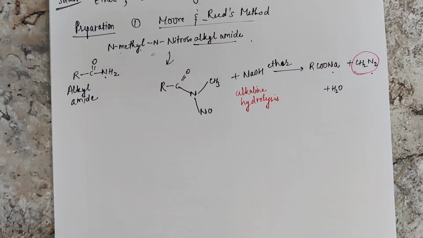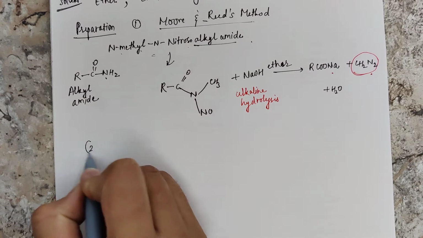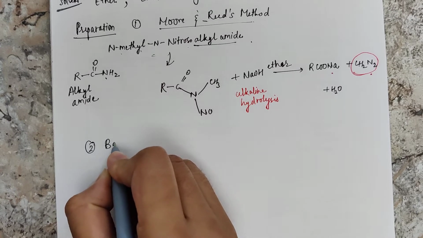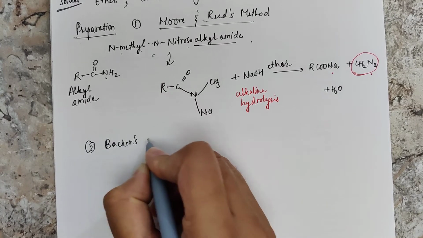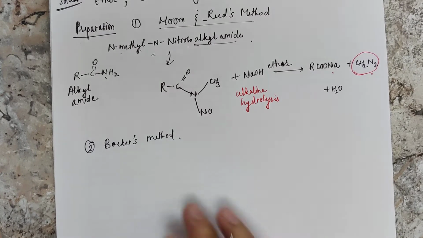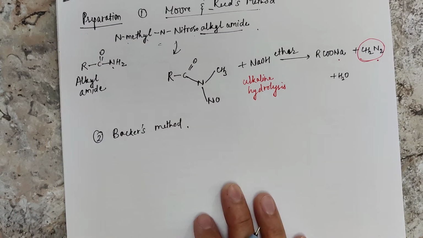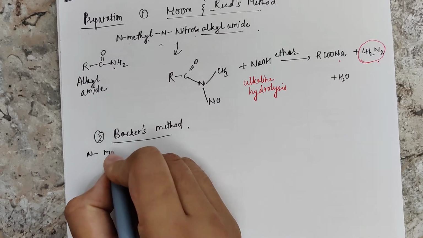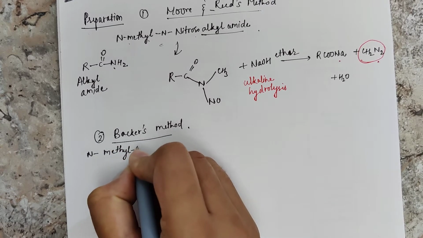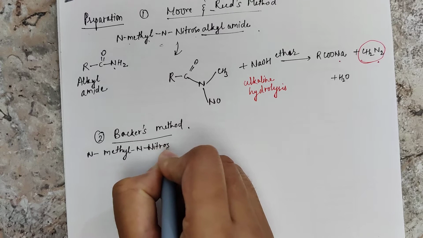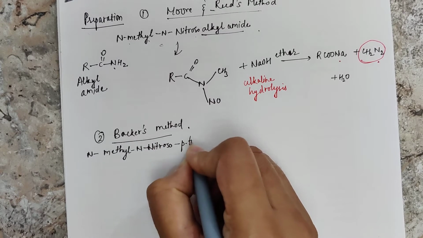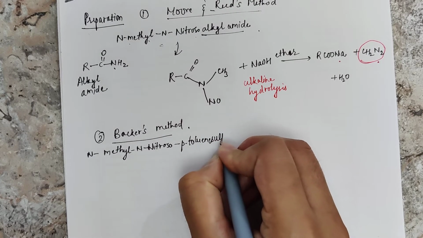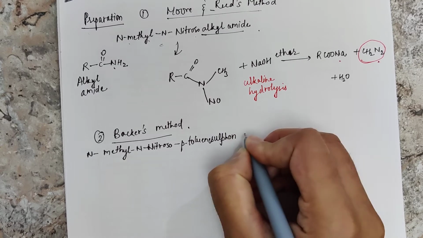Second method is also similar. Backus method. In Backus method, a very similar reagent, starting material, N-methyl and nitroso para toluene sulfonamide.